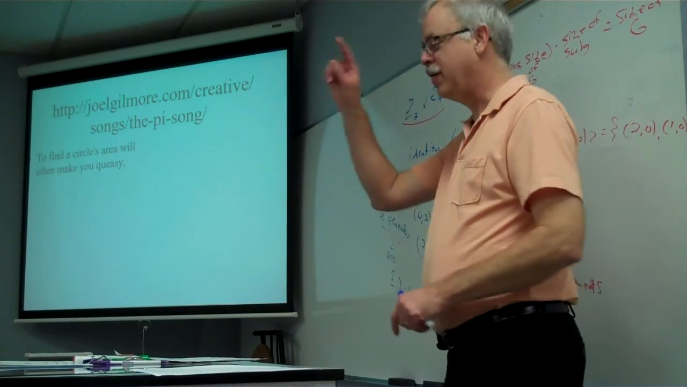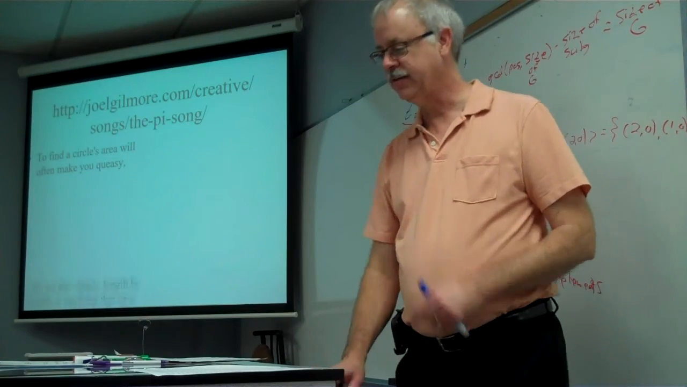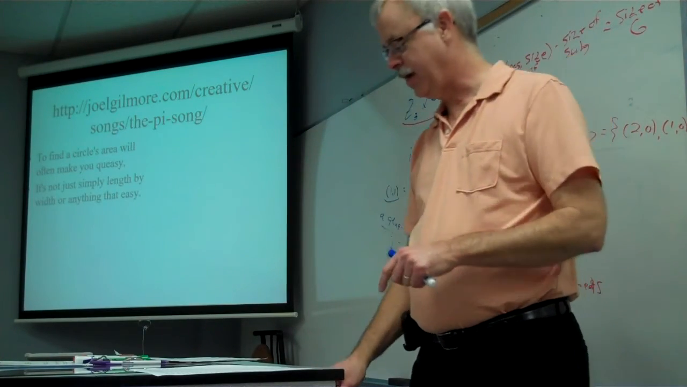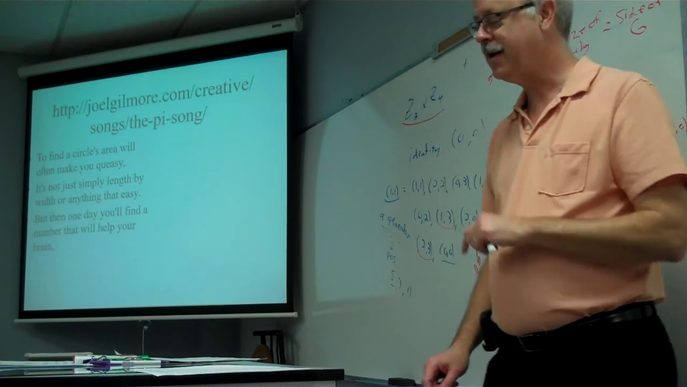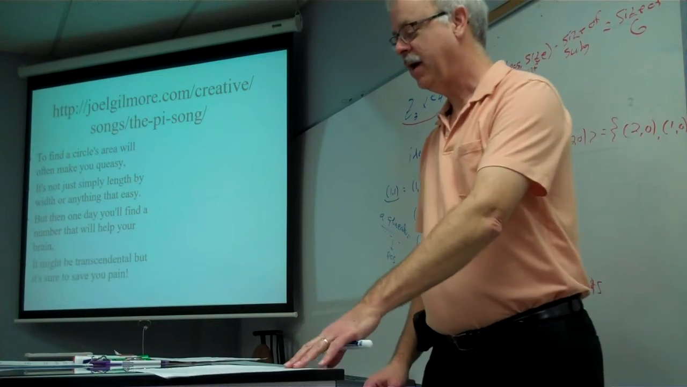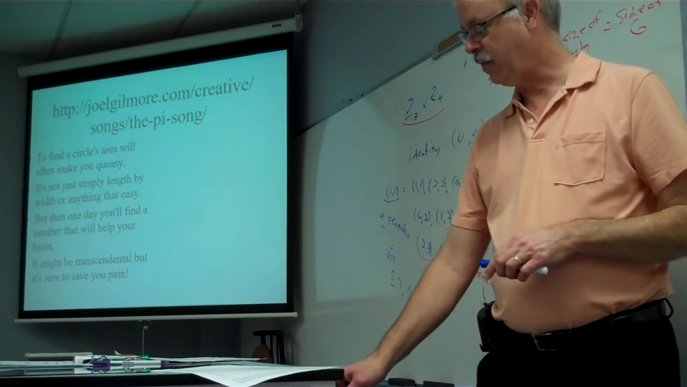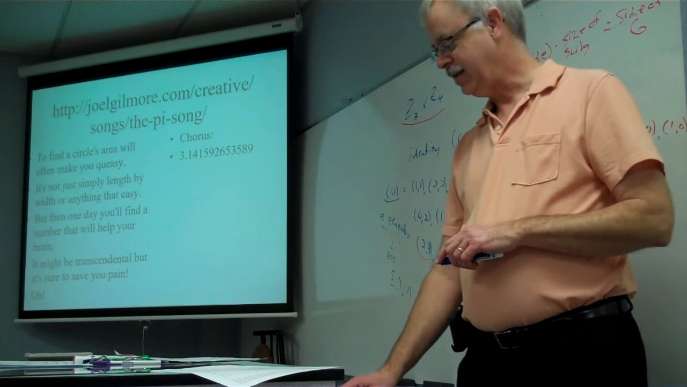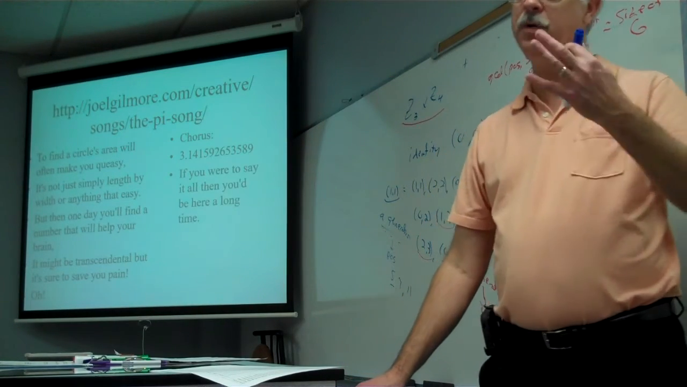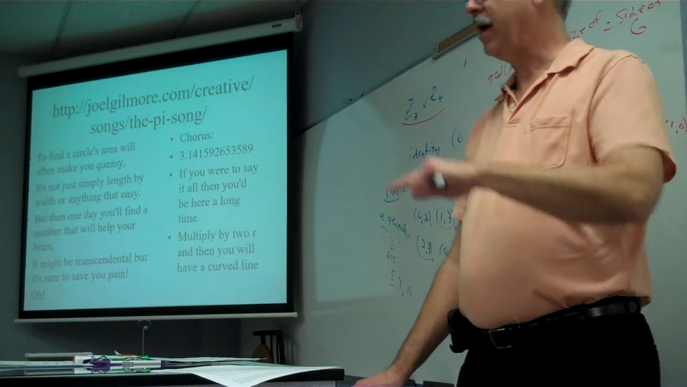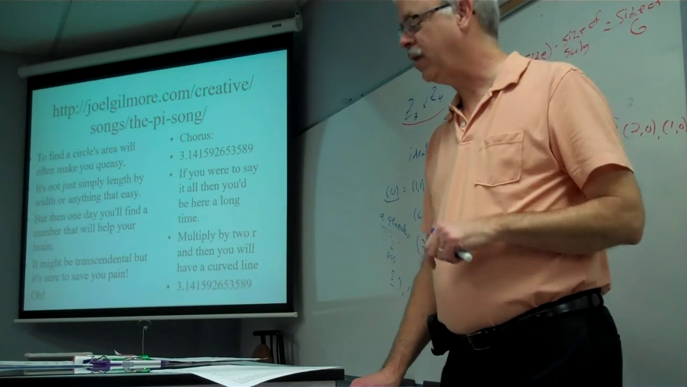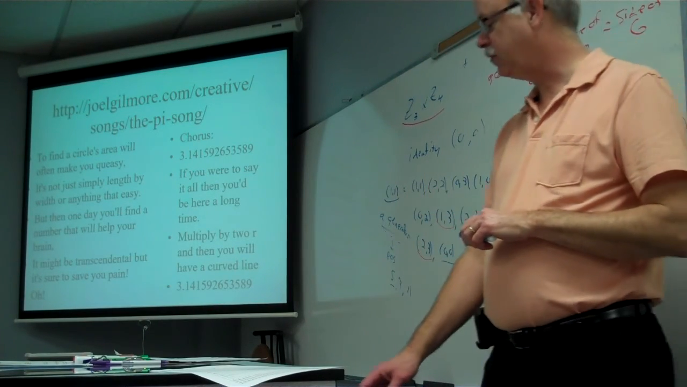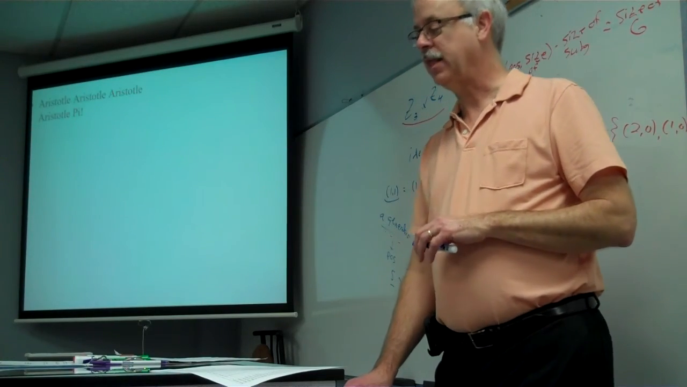But to find a circle's area will often make you queasy. It's not just simply linked by width or anything that easy. But then one day you'll find a number that will help your brain. It might be transcendental, but it's sure to save you pain. Oh, 3.141592653589. If you were to say it all, then we'd be here a long time. Multiplied by 2r, then you will have a curved line. 3.141592653589. Aristotle, Aristotle, Aristotle, pi.